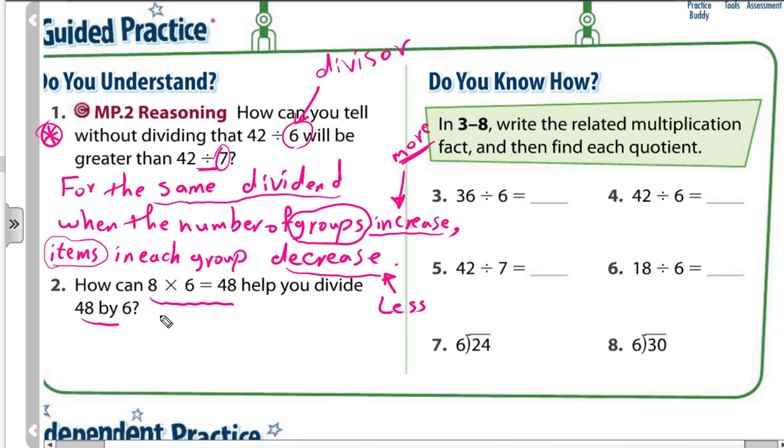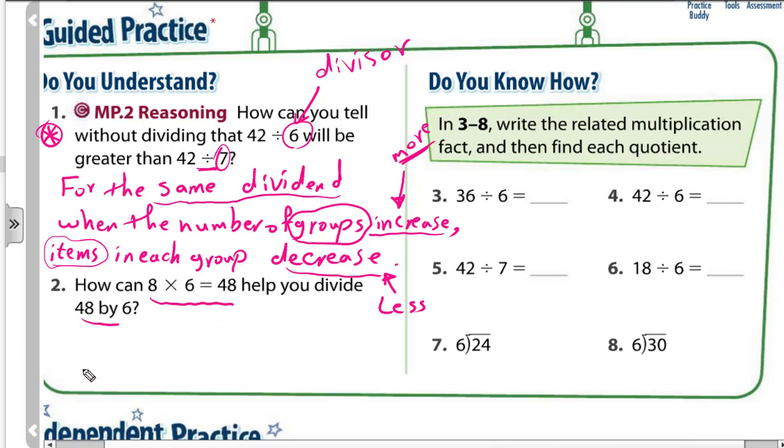Yes, Abdulaziz. I can say 8 multiplied by 6 equals 48. So you divide 48 by 6. 48 divided by 6 equals 8.